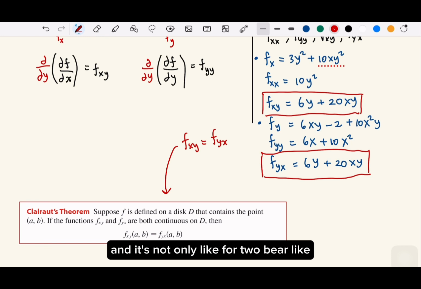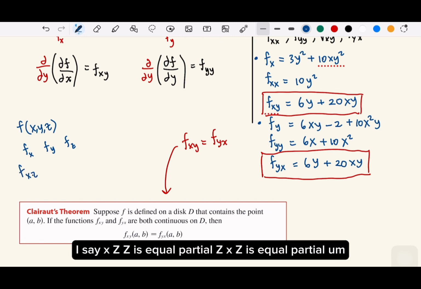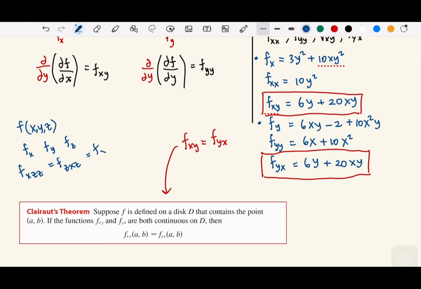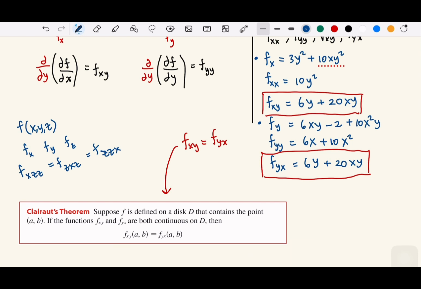And it's not only for the second derivative. If you take higher ones, for example for three variables x, y, z, you can have partial x, z, z is equal to partial z, x, z is equal to partial z, z, x. The way we see how these partials work is how many partial derivatives are taken in the order. This has 1 x and 2 z, 1 x, 2 z, right? So it's also the same.